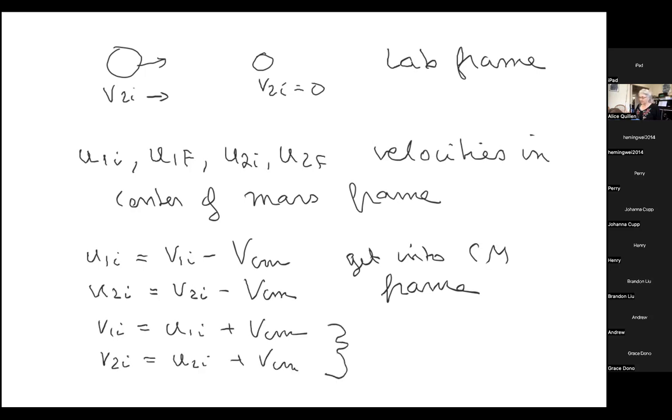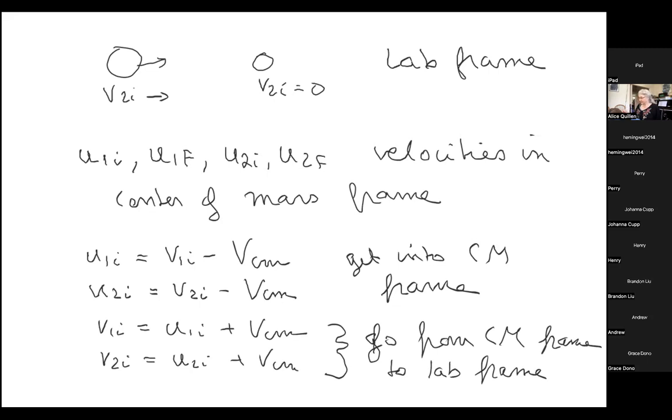So this is how to go from the center of mass frame back to the lab frame. And we can do the same thing for the final velocities too. I just wrote it down for the initial ones, but we can also do the final velocities. Okay, so let's solve the problem in the center of mass frame.